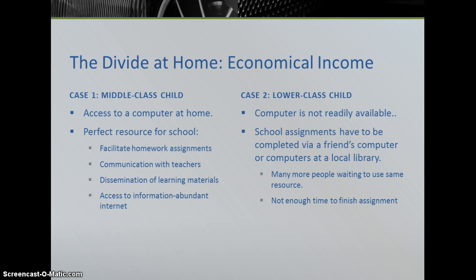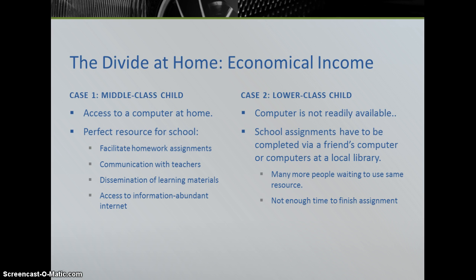Now, consider a child from a lower-class family that resides in an urban neighborhood where the income levels of households are likely to be on the lower extremity of the pay scale. A computer at home is not something that can be readily available to the child. More often than not, the local library or school is the only place where they are able to access a computer. Imagine what this means for the child when they have an assignment or task to complete via a computer. The only choice the child may have is to use a friend's computer or one that is provided at a local library. Even then, the time the computer can be used is limited because there are likely to be many more people waiting to use the same resource.